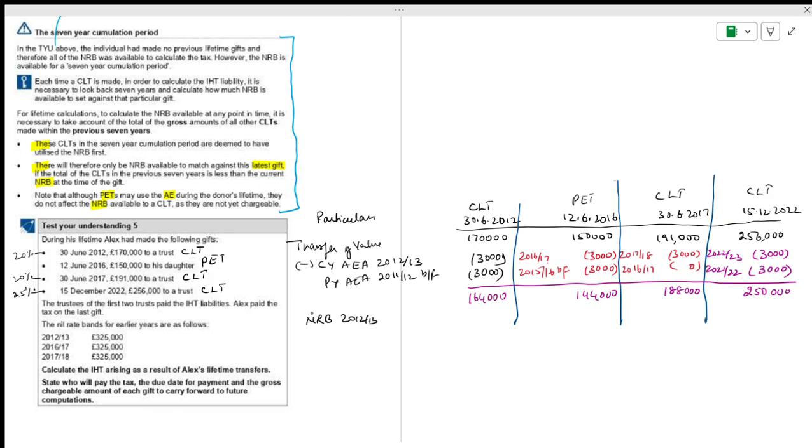So from 3 to 5, it will be 0 in the current year. Is it right? Here, potential exempt transfer, you will have NRB? No. Okay. Here, how much is there? 325.